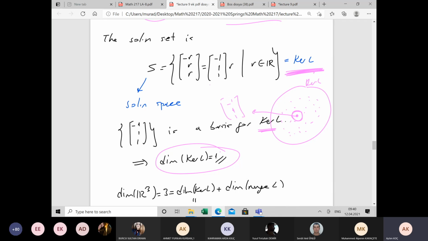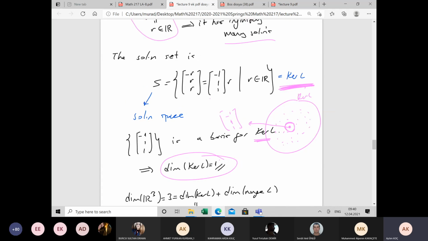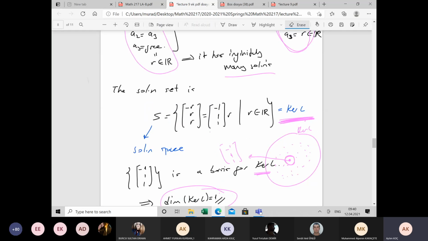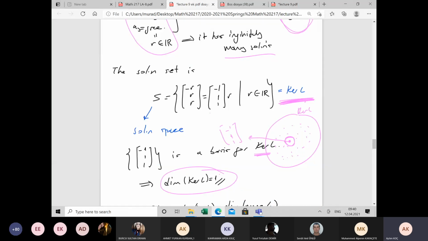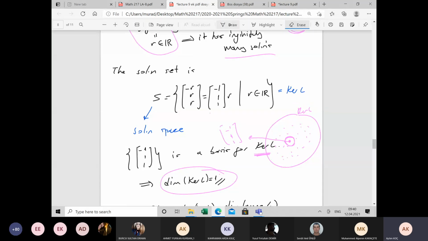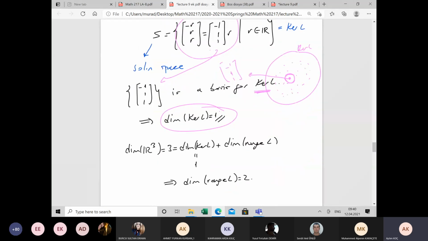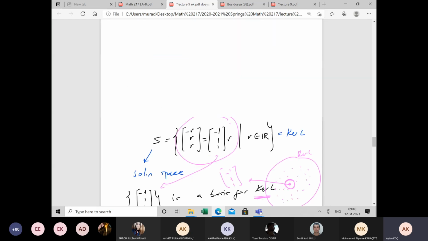This is an important problem because it contains the solution of the homogeneous system, and we know how to solve any homogeneous system and also write the solution set. We know the solution set, the solution space. And this gives the method for finding a basis: if we obtain this space, we rewrite it and then we obtain the basis. So the dimension is 1. Now use the previous theorem.